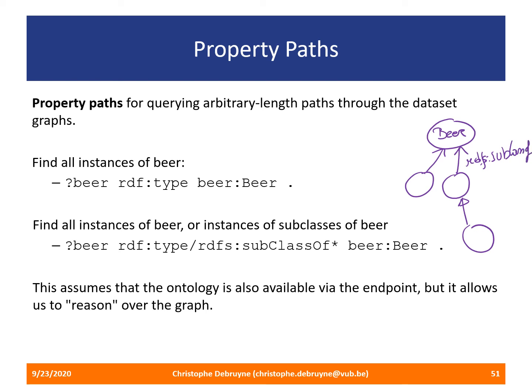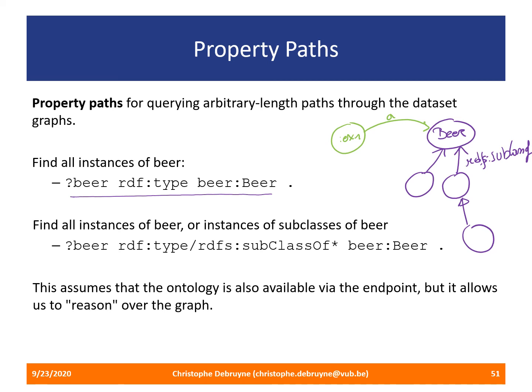Now, if we want to find instances of beer, we can use the following triple pattern. Give me everything that is of the type beer. Everything that is explicitly stated as being of the type beer, so we have an example 1, a beer, will be captured by that triple pattern.